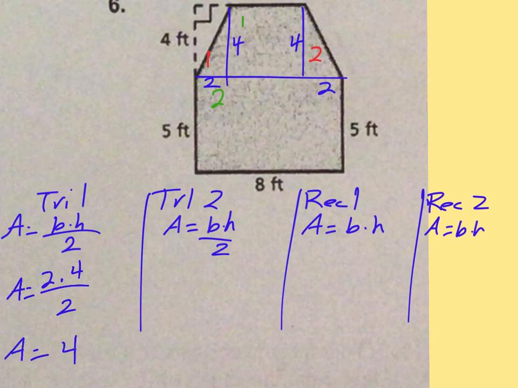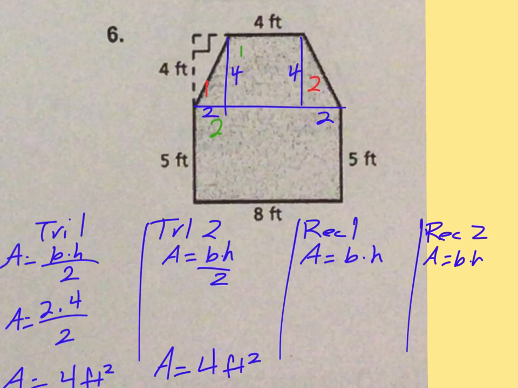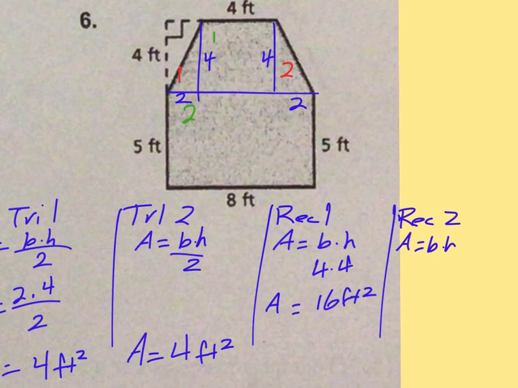And you know what's kind of interesting? Those are identical triangles, so I don't even have to do this second one. I can just go area equals 4 here. And these are feet squared. We better list those. And now let's do the first rectangle. That's that smaller one up here on the top. So we have 4 times 4. So my area equals 16 feet squared. And the rectangle on the bottom, we have 5 and 8. So 8 is our base and 5 is our height. So we have area equals 40 feet squared.